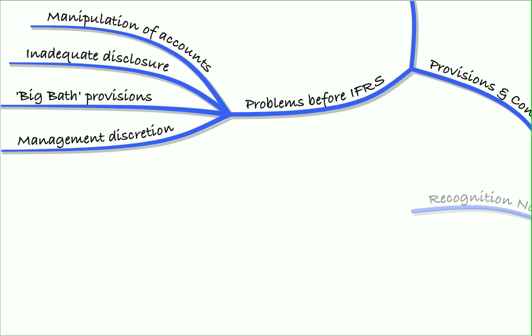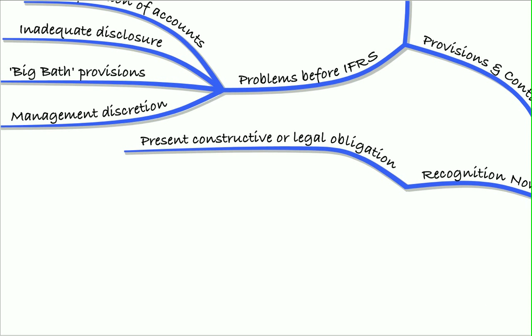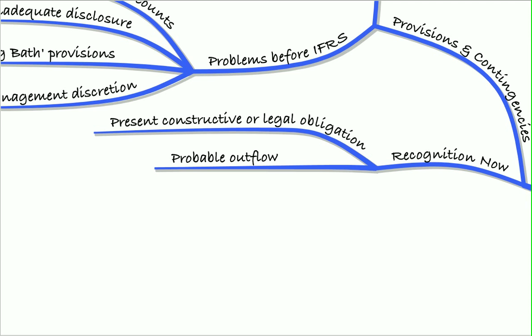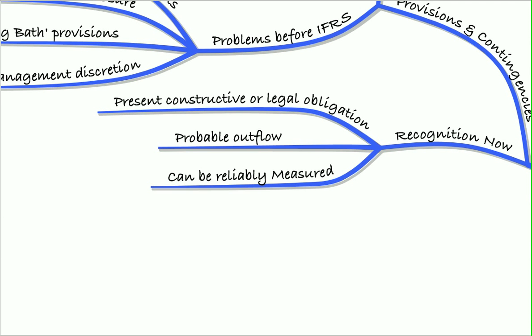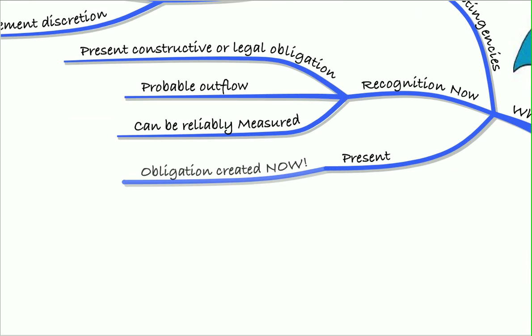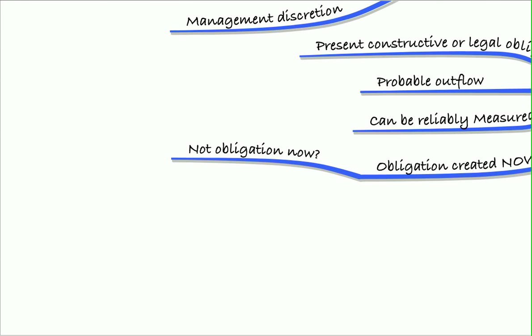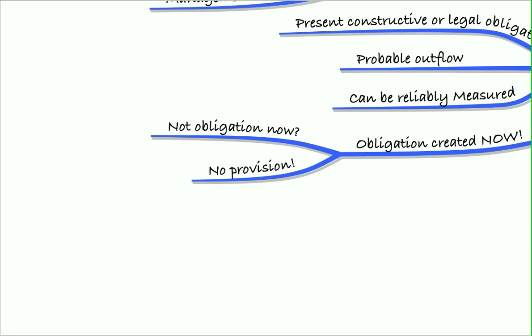Now, under IAS 37, remember we need three things for a provision to be recognised. We need a present constructive or legal obligation, a probable outflow of economic benefit, and we need it to be reliably measured. Remember, a present obligation is an obligation that has been created now. If there's no obligation now, i.e. it's something that we intend to do in the future, then there's no provision.